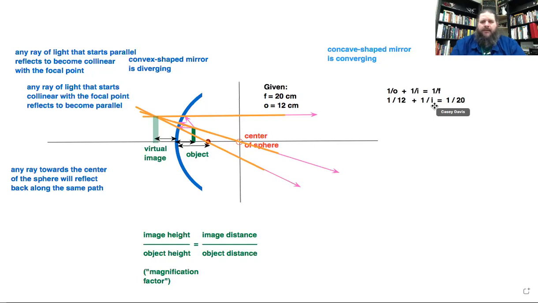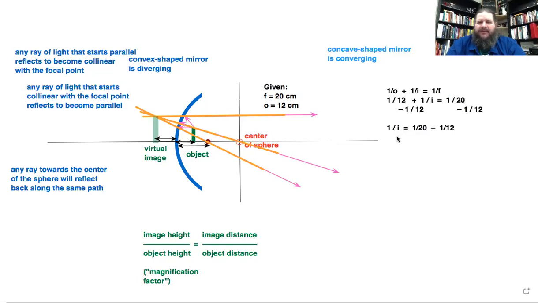So you switch the position of 1 over 20 with the 1 over I, and then you solve for one side first. Well, algebraically, how would you do that? What arithmetic operation would get rid of the plus 1/12? Yeah, we can just subtract 1/12 from both sides. So that gives us 1 over I equals 1/20 minus 1/12.